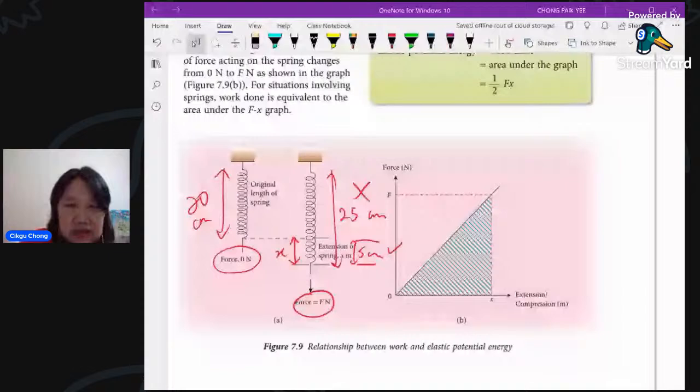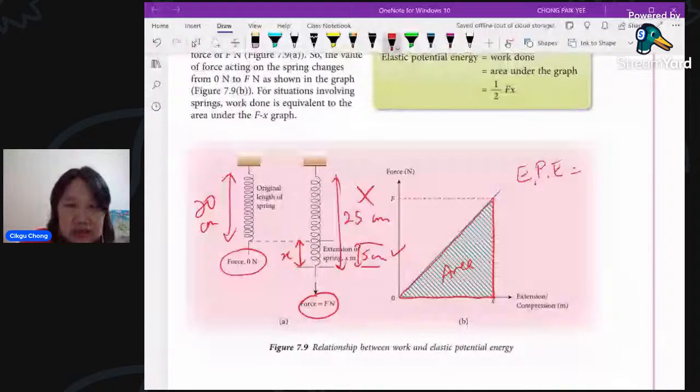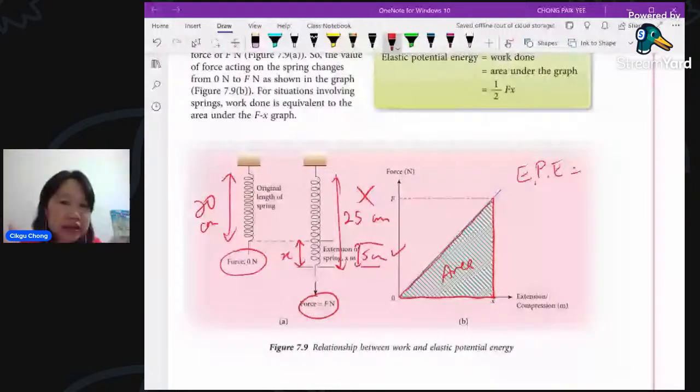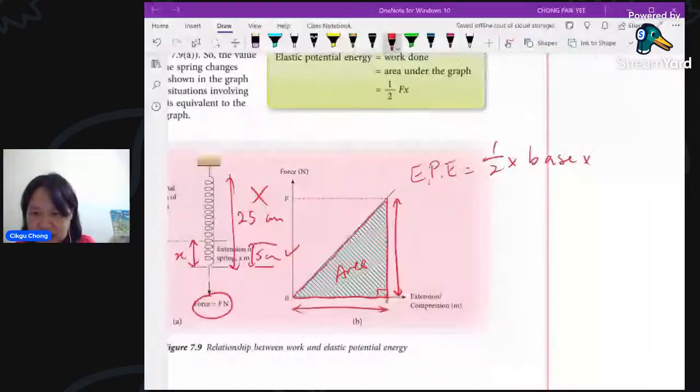Now go back to your mathematics. I have a triangle here. How to find the area of the triangle? This is a right angle triangle. I need this and this, correct? The formula for a triangle is half times base times what? Height, correct? Half times base times height is your area for the triangle.